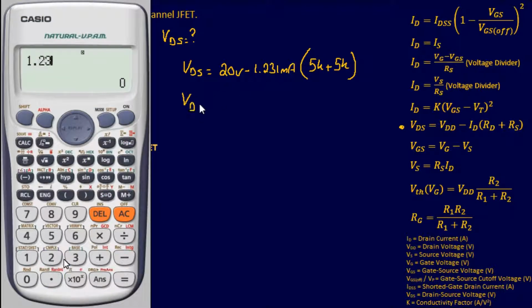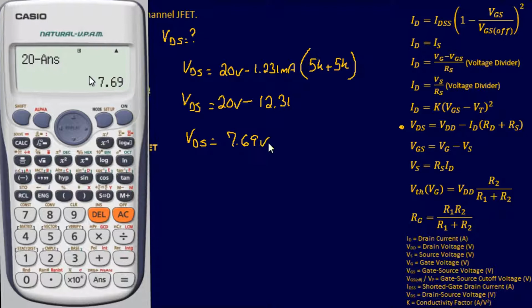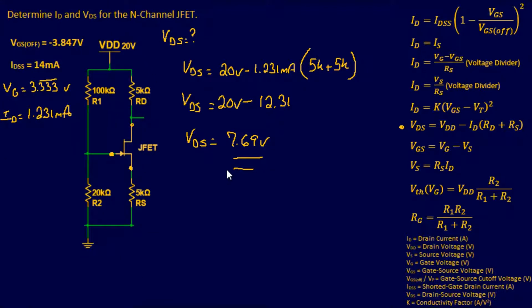So which means our drain source voltage is going to be 20 volts minus, and I plug and chug this in our calculator, it's going to give us 12.31. And then if you subtract that, it's going to give you a final answer of 7.69 volts. And that right there is your drain source voltage.